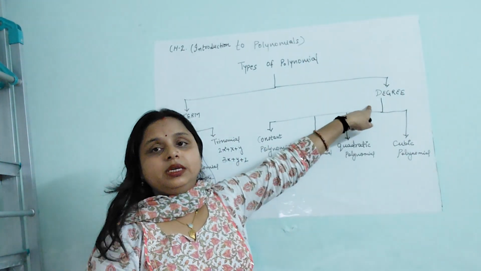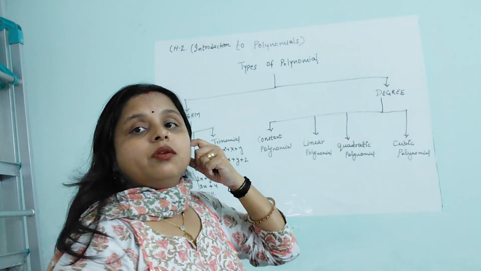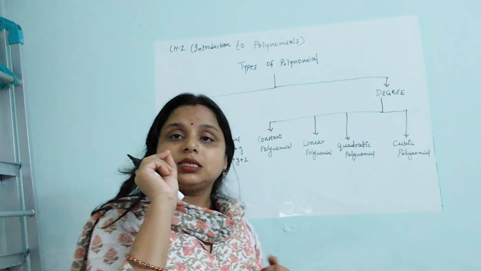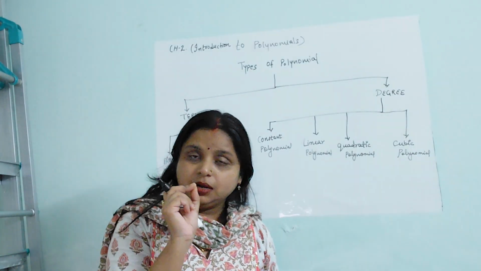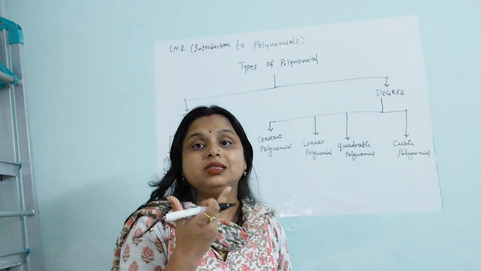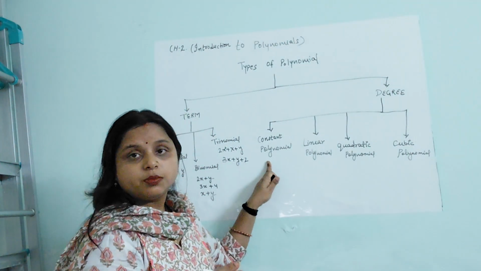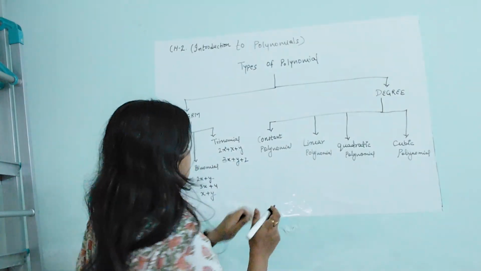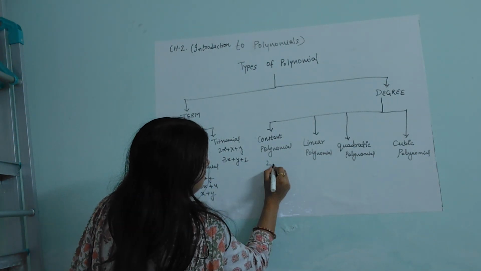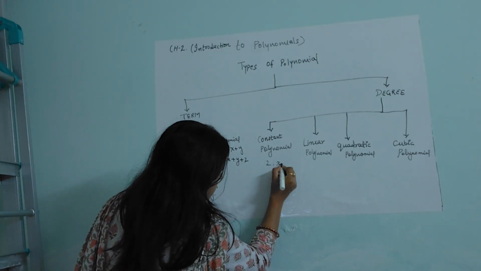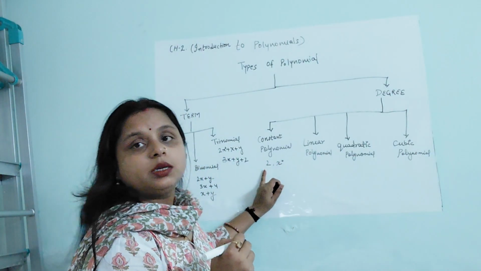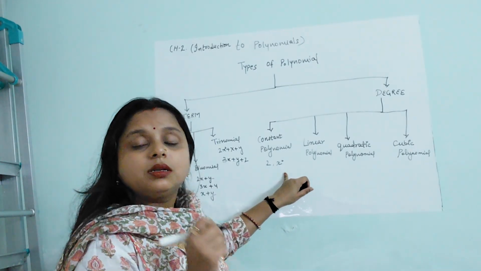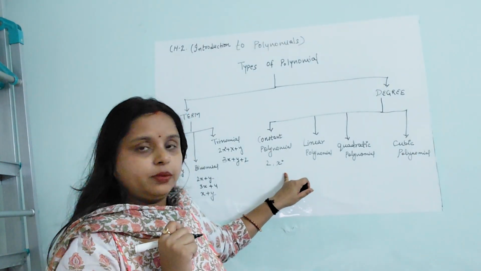Next is on the basis of degree. So here we will see what is the degree of that polynomial. Degree means the highest degree of any variable in that particular polynomial or expression. So constant polynomial means where the degree of the variable is 0. So if it is 2, if it is 2 times x to the power 0, this is a constant polynomial, since its value won't get changed because the power of the variable is 0 here.